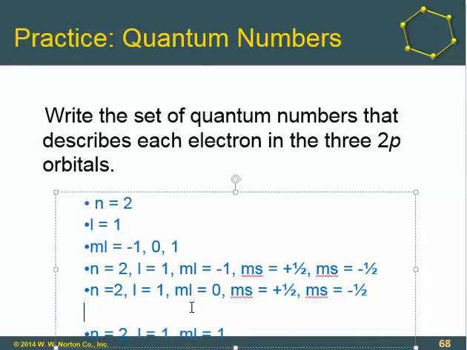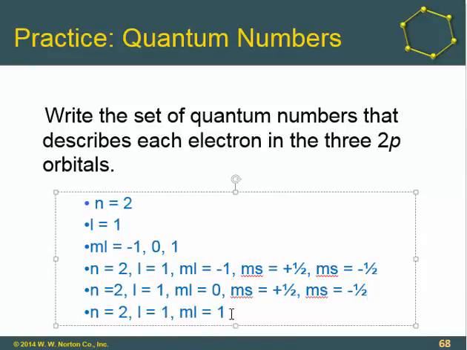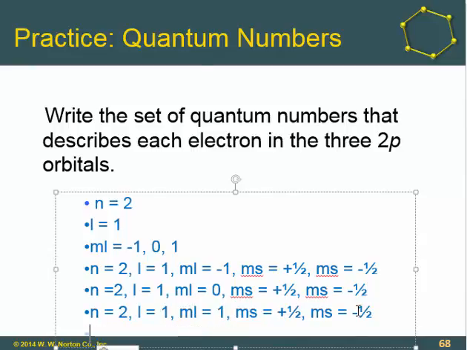In the next orbital, one can be spin up and one can be spin down. And then in the third orbital, one can be spin up and one spin down. So for each electron in this orbital, they're going to have the same 3 quantum numbers, and then their spins will be different. For each electron in this orbital, these 3 quantum numbers are the same, and then opposite spins. And then each electron in this orbital is going to have the same 3 quantum numbers, and then their spin will be different.